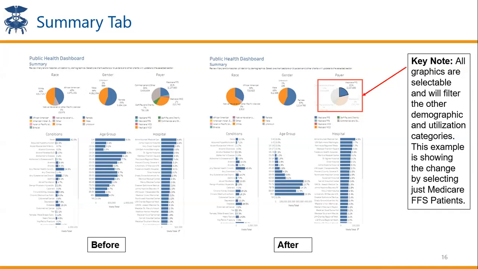You can also select multiple pies or bars at the same time to really filter more into the data. So for example, if you're interested in the Medicare fee-for-service diabetes population, you would first select this payer pie for Medicare fee-for-service, and then you can also select the diabetes condition bar, and the whole report would update. This is an easy and fast way to click through a number of different options and see how the population is changing.